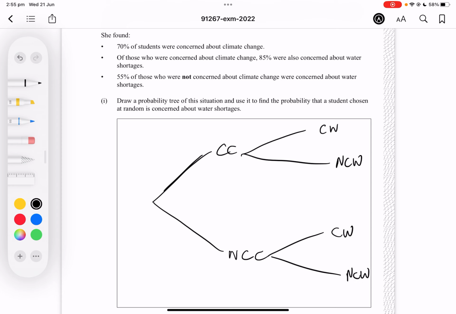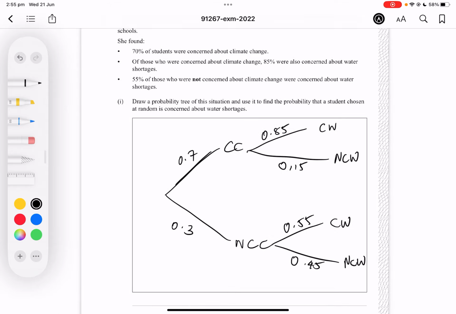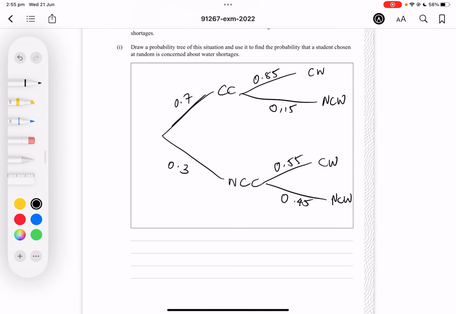Okay. So 70% were worried about climate change. So therefore, 0.3 are not worried about climate change. Of those who are concerned about climate change, 85% were concerned about water shortages. So 0.85 here, 0.15 here. 55% who are not concerned about climate change were concerned about water shortages. So 0.55 and 0.45. So draw a probability tree and use it to find the probability that a student chosen at random is concerned about water shortages.